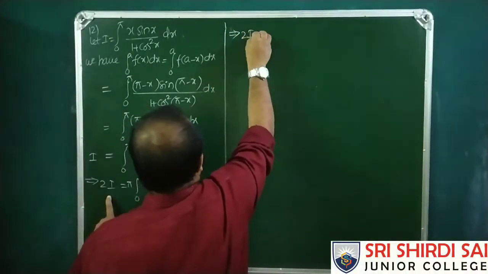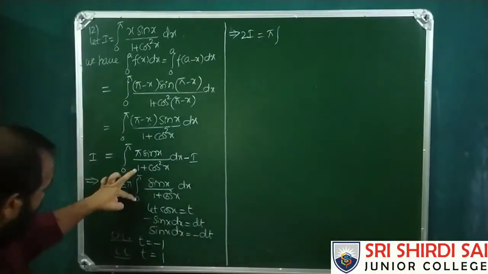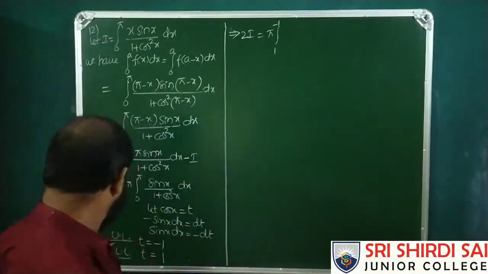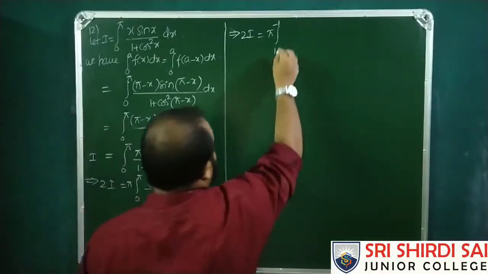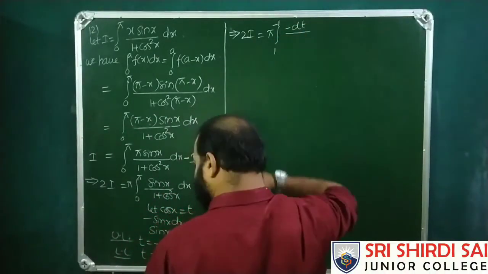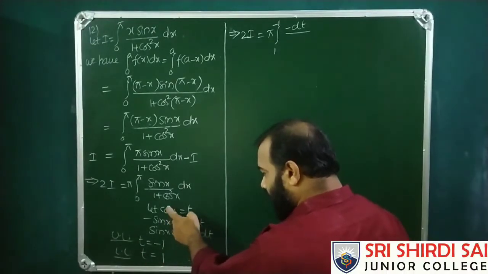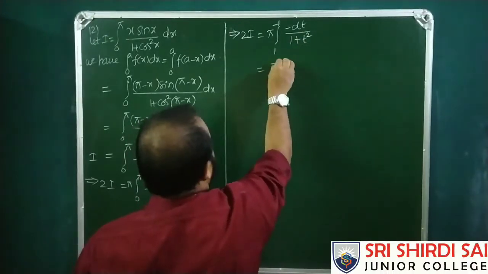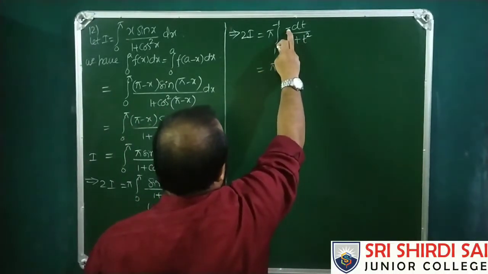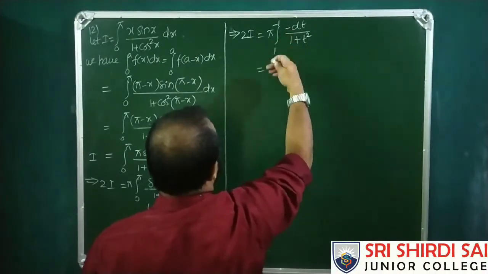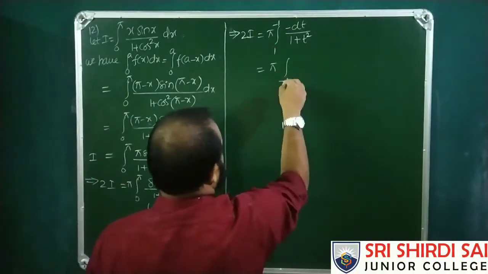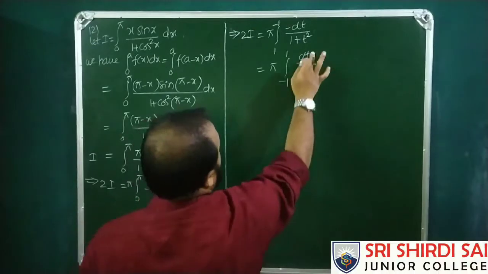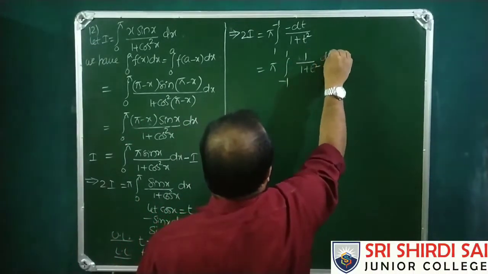So 2I is equals to pi into, 0 to pi becomes 1 to minus 1. Sin x dx is minus dt, by 1 plus cos square x; cos x is t, so cos square x is t square. So 1 plus t square. So this is equals to pi. To ignore this minus, we need to interchange the limits. So minus 1 to 1, this is dt by 1 plus t square.